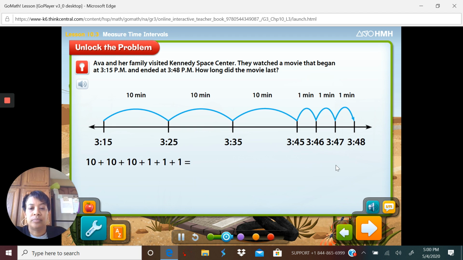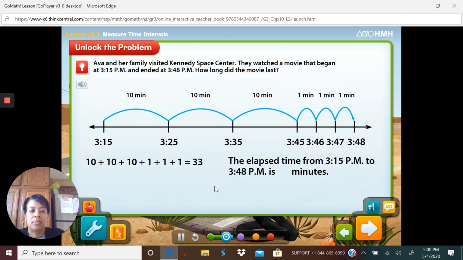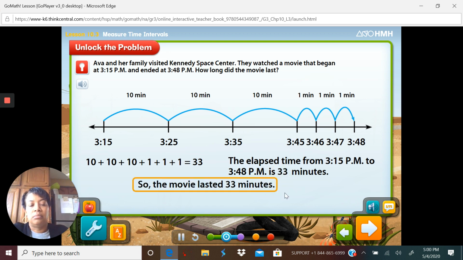The jumps on the number line show the minutes from 3:15 to 3:48. Add the total minutes. All right, so there are the minutes. They came from the number line when we jumped 3 10-minute intervals and then 3 1-minute intervals. When you add them together, how long is the elapsed time from 3:15 p.m. to 3:48 p.m.? What is it, boys and girls? It's 33 minutes because we found the answer when we added the numbers together. So the movie lasted 33 minutes. Remember, that's where we got 33 from. We added 10, 10, 10, 1, 1, and 1, and that's what it shows down here.